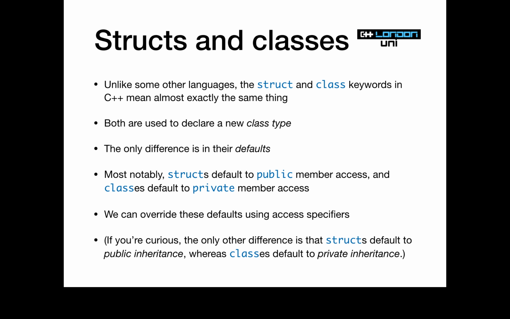And yes, if you're curious, I mentioned there were two differences. The other one is in the default kind of inheritance. So there's something in C++ called private inheritance. Classes default to private inheritance. But again, not going to go into that too much today.